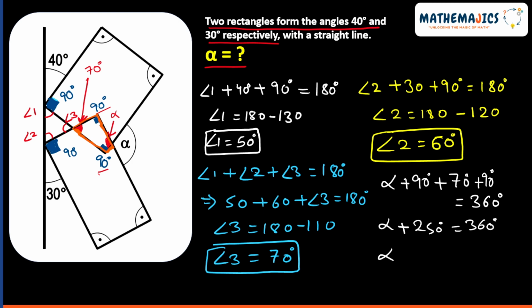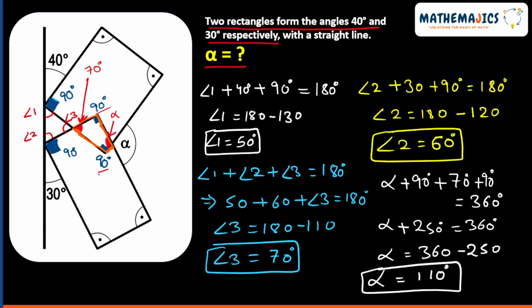So alpha will turn out to be 360 minus 250. That means alpha will be equal to 110 degrees. So our final answer is alpha is 110 degrees. Let's mark it in the figure. This is 110 degrees.